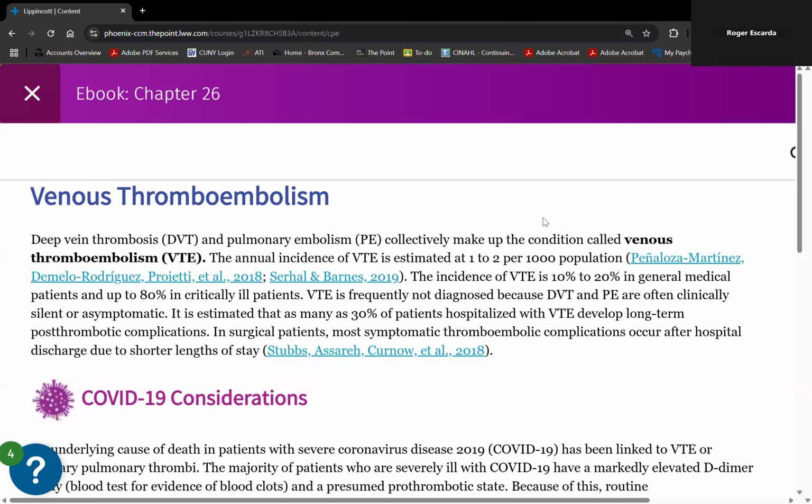This is in the vascular chapter, by the way, chapter 26. This is not under the respiratory section. We'll go back to the respiratory section later for acute respiratory failure. Now, pulmonary embolism is actually a vascular problem. Risk factors are the same as with thromboembolism and venous thromboembolism.